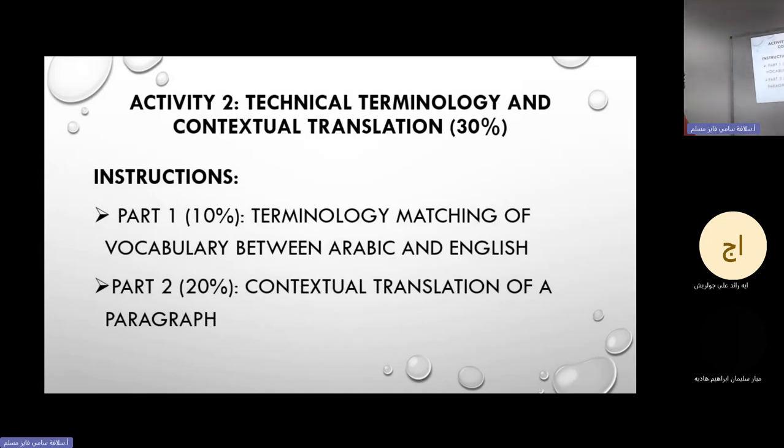The second one is a technical terminology and contextual translation, and this counts for 30%. يعني you already have 30%, I'm giving it to you for free. Okay, because this activity is super easy. It's divided into two parts. First part counts for 10%, and as I told you, it's a match for the vocabulary. You have 10 scientific and technical vocabularies in English, and you have to match their Arabic translation, okay? And then you have part 2, translation of a paragraph. Okay?